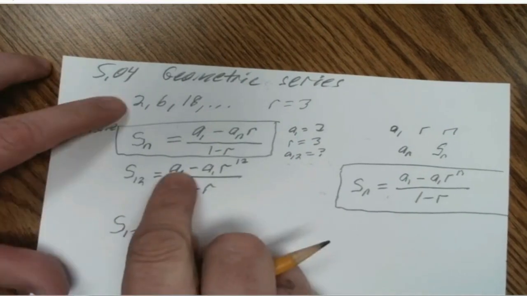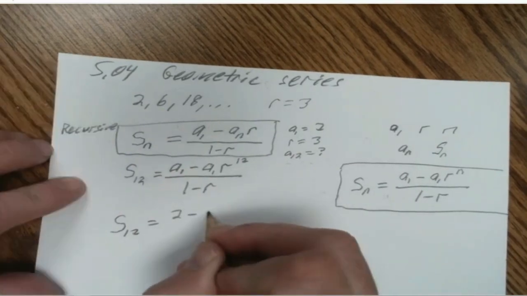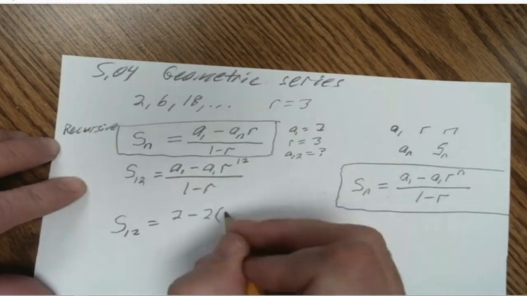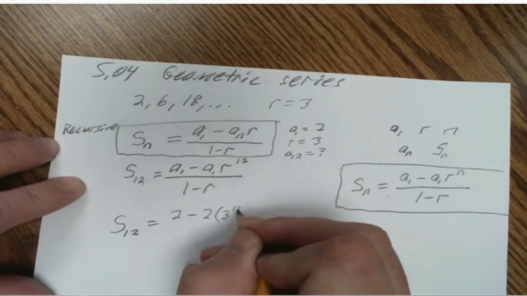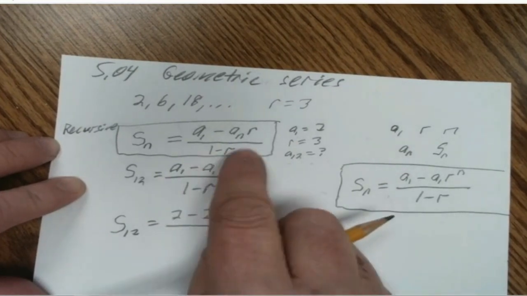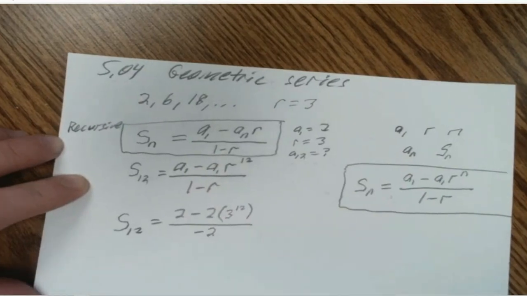A sub 1, well, that's 2 in our case. 2 minus 2 times R is 3, 3 to the 12th power, over 1 minus R, 1 minus 3, which is -2.